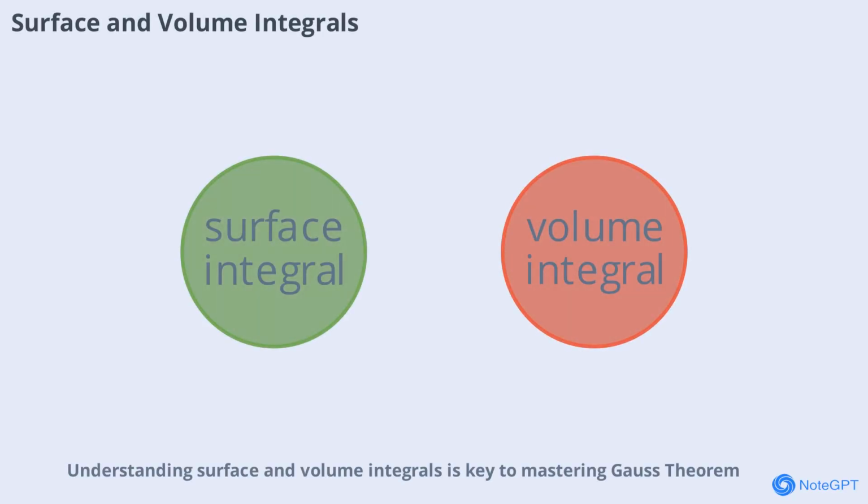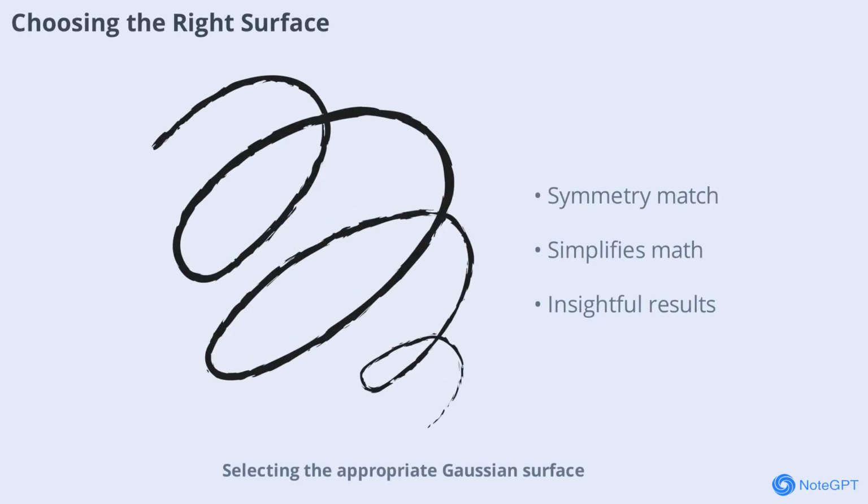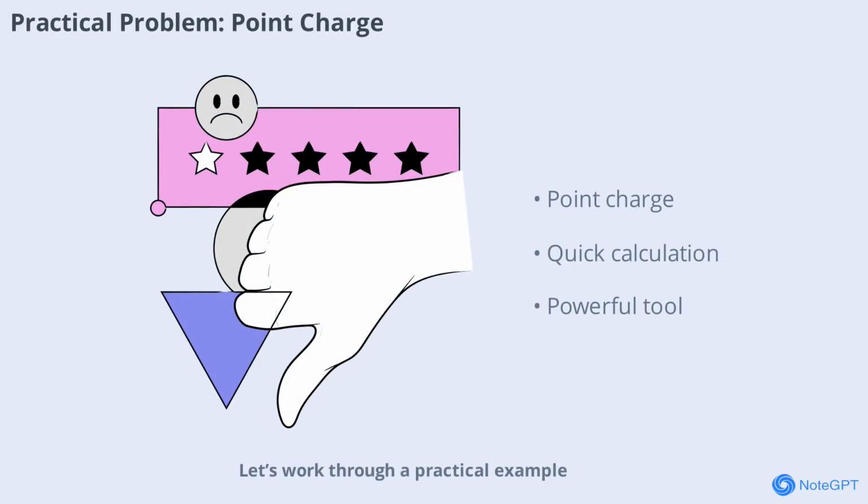Gauss theorem is a specific application of this broader principle. Understanding surface and volume integrals is key to mastering Gauss theorem. Surface integrals measure the total field passing through a surface, while volume integrals sum up properties within a region. These tools are essential for applying the theorem. Selecting the appropriate Gaussian surface is crucial for simplifying calculations. The best choice matches the symmetry of the charge distribution, making the math much more manageable and the results more insightful.